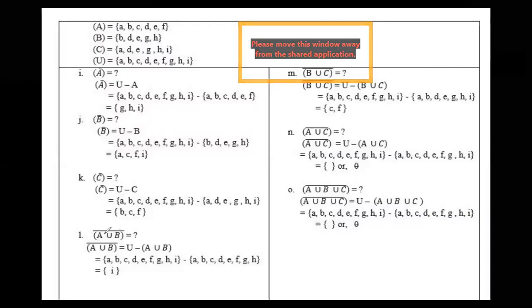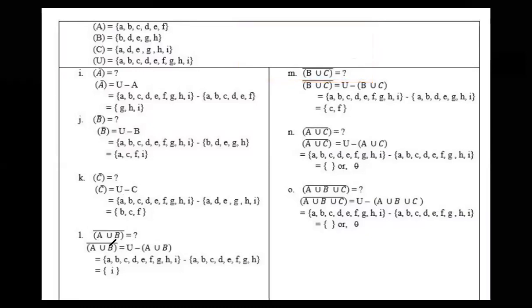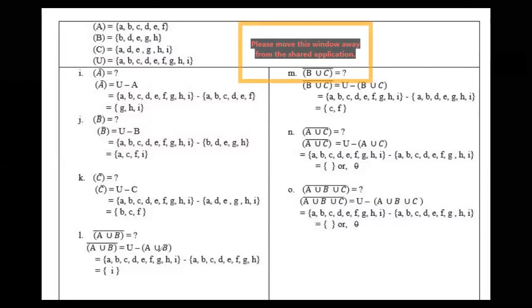A union B whole complement is, so again you need to do the subtraction with U, the universal set. U minus, what is there under this roof? Whenever you complement them, you get A union B there. So write A union B. So what do you mean by universal set? Again write the same thing, A, B, C, D, E, F, G, H, I is there. Okay, minus A union B.